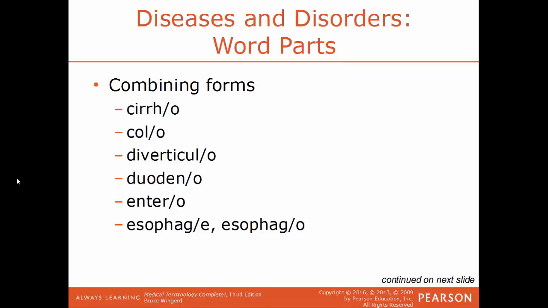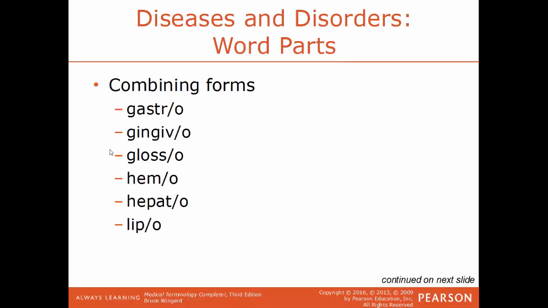Cero is a reference to an orange or yellowish color. Colo is a reference to the colon. Diverticulo, a sac that originates from a hollow structure. Duodeno is a reference to the duodenum, the very first part of the small intestine. Entero is a reference to the intestines in general, but it's more commonly used to reference the small intestine. And esophago is a reference to the esophagus.